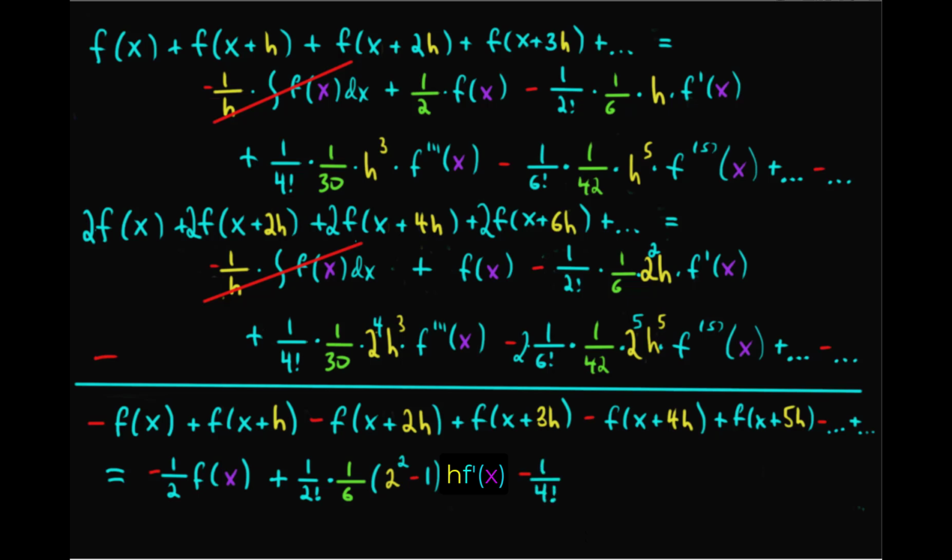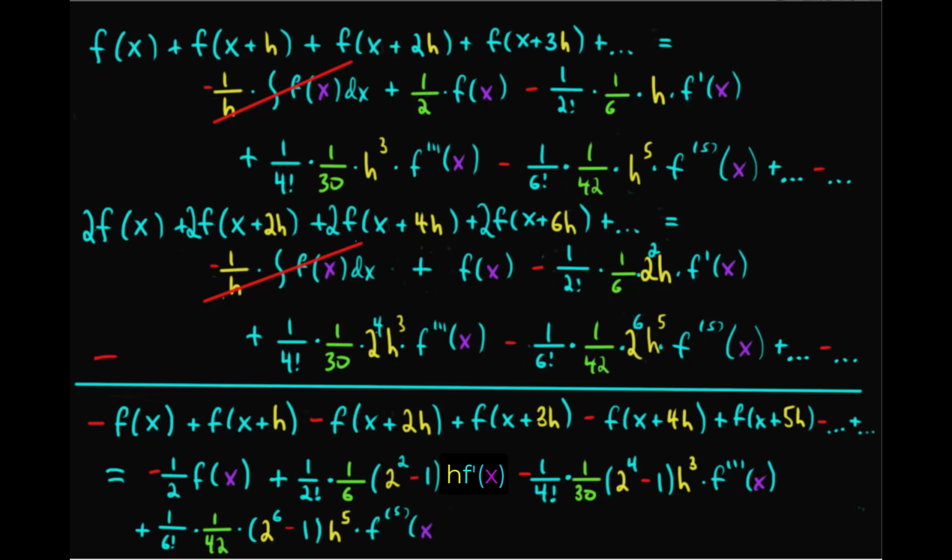The term after that, when I do the subtraction, I get minus 1 over 4 factorial times 1 over 30 times the quantity 2 to the 4th minus 1, close parenthesis, times h cubed times f triple prime of x. And then the next term after that, again because of the double negative sign, would be plus 1 over 6 factorial times 1 over 42 times the quantity 2 to the 6th minus 1, close parenthesis, times h to the 5th times the 5th derivative of f of x. And then it will be minus dot dot dot plus dot dot dot, following that same pattern.